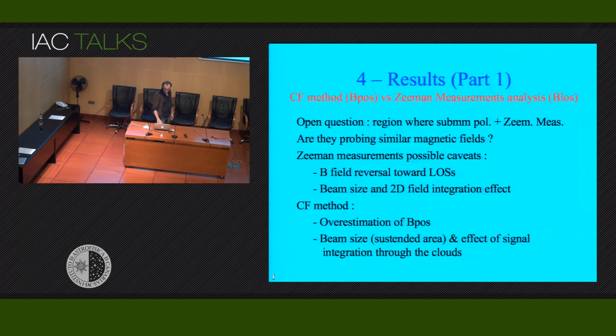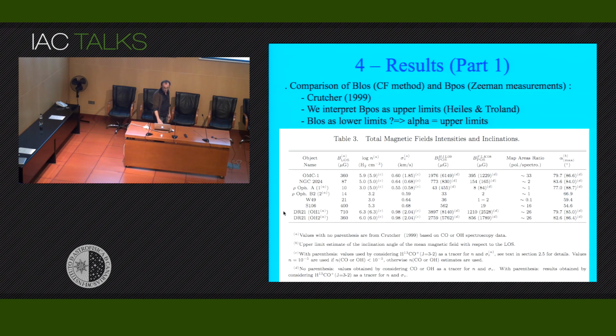And so for some regions, those data have been useful because it's been possible to combine our estimate of the intensity of the field on the plane of sky with Zeeman measurements. We've done this analysis for about 8 regions. And this is the line of sight intensity of the field in microgauss as estimated by Zeeman measurements. And with the Chandrasekhar and Fermi method, we've estimated the intensity of the field on the plane of sky.